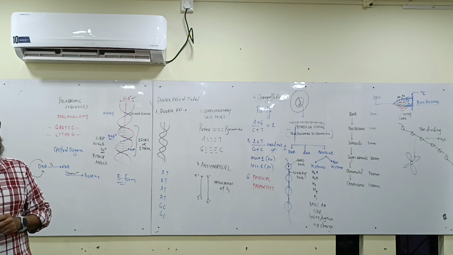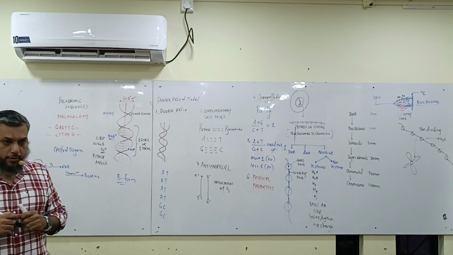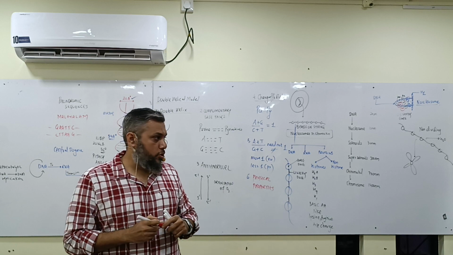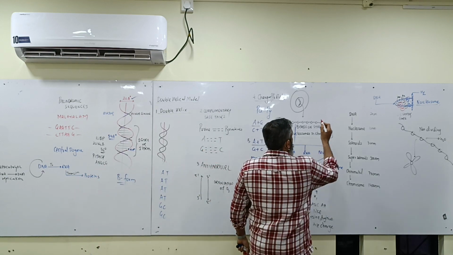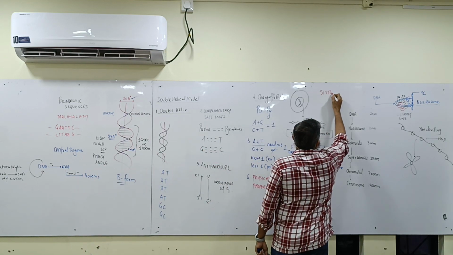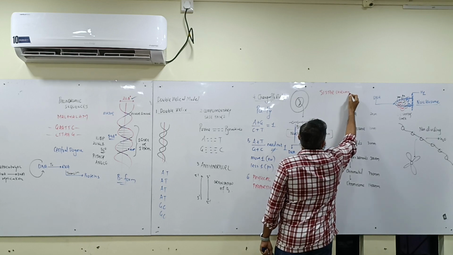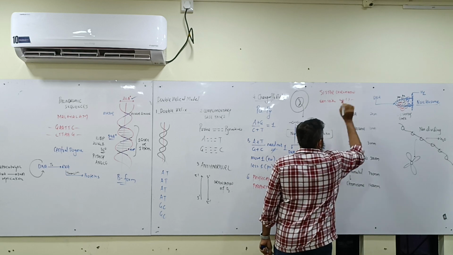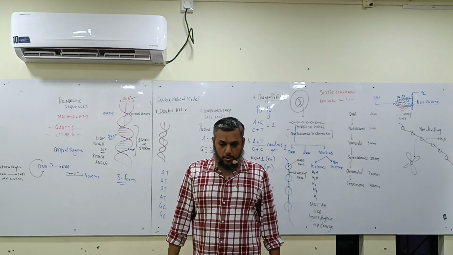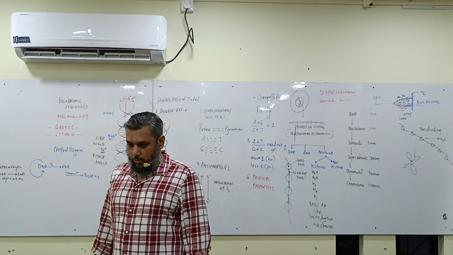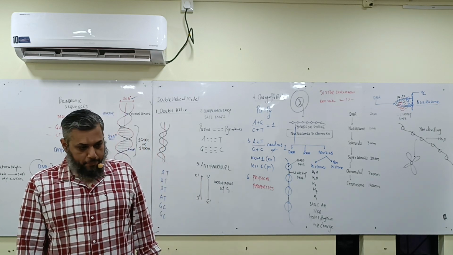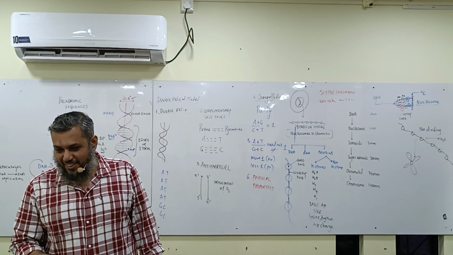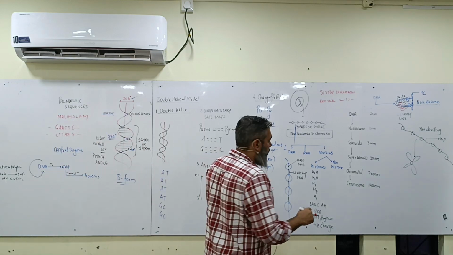Sister chromatin and non-sister chromatin. पढ़ाया गया ना तुम लोग को? कितने टाइप का क्रोमैटिन है? 2. कौन से 2 टाइप है? हाँ, sister chromatin or non-sister chromatin. बराबर है ना? हाँ? What is sister chromatin and non-sister chromatin? Yes, Anushka, what is sister chromatin and non-sister chromatin? Stand up, please. Huh? What is sister chromatin and non-sister chromatin?